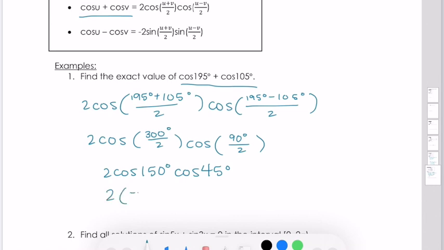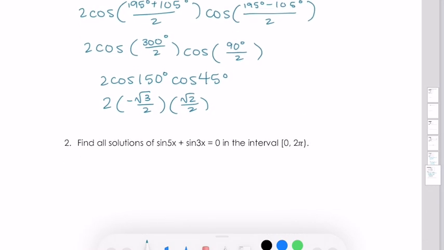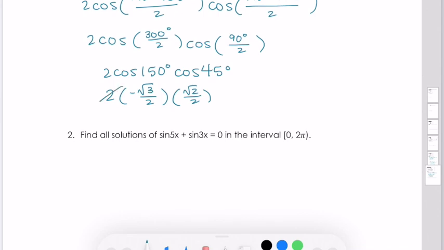Those are on my unit circle, so the cosine of 150 is -√3 over 2, the cosine of 45 is √2 over 2, so the 2 and one of my 2's in the denominator cancels, and then you just multiply the fractions, and that's your answer.